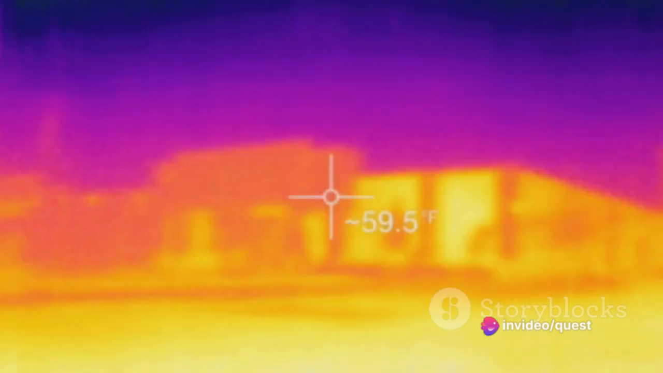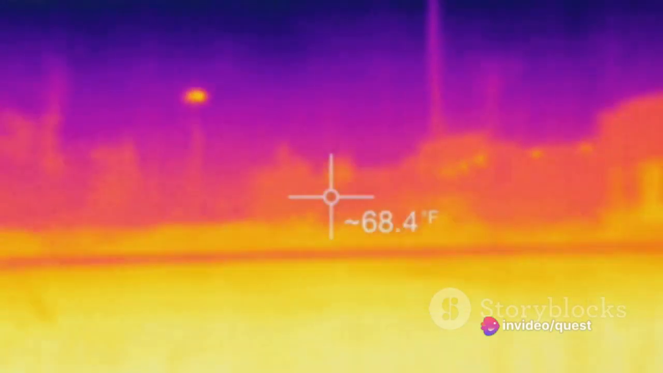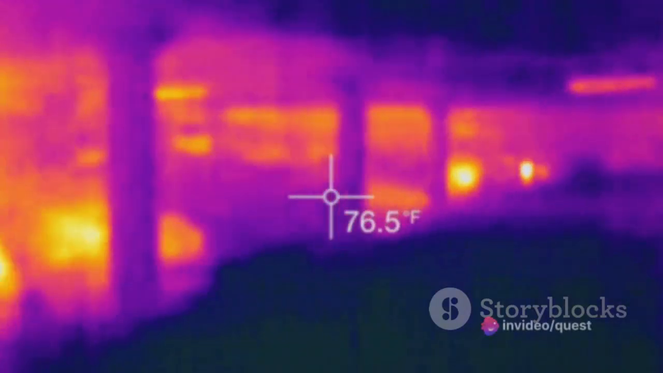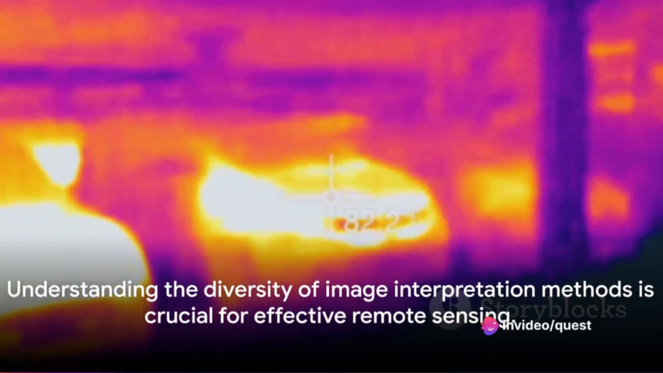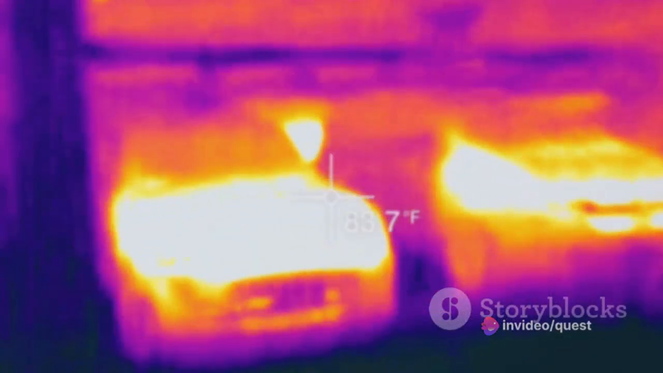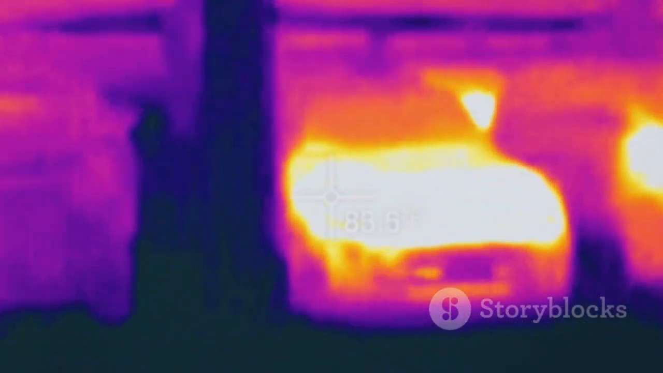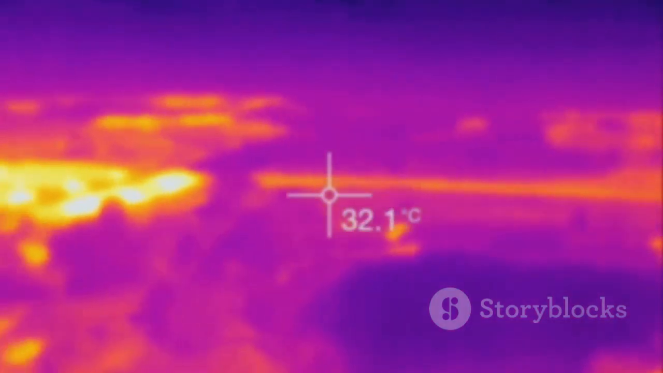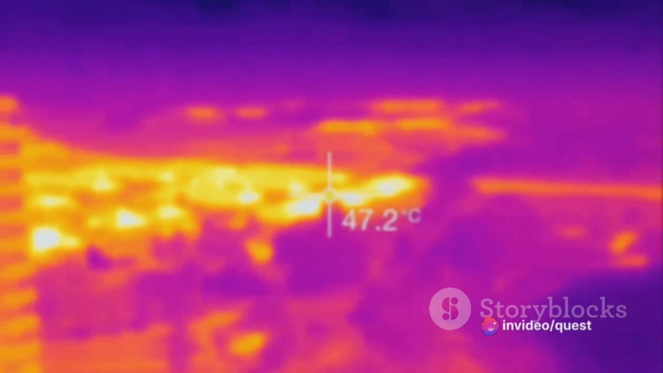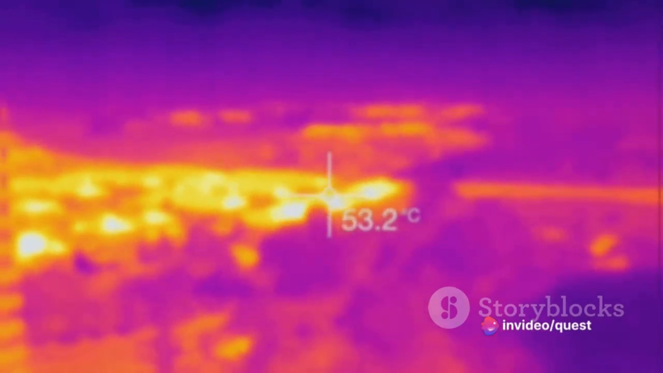Lastly, we have thermal and radar interpretations. These types use heat and radio waves, respectively, to interpret images. They offer a unique perspective, enabling us to see through obstacles like clouds and even penetrate beneath the Earth's surface. Knowing which type to use is crucial in extracting the right kind of information from the images. So, as we journey further into the realm of remote sensing and image interpretation, let's remember to appreciate the diversity of tools at our disposal.